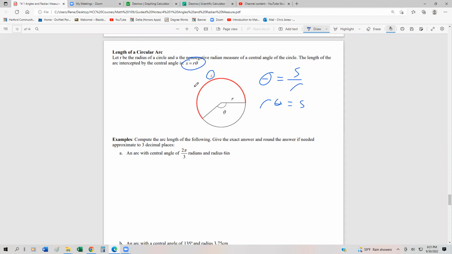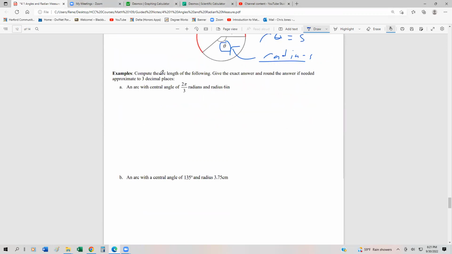And our goal is to be able to find this arc length. Now, theta has to be in radians. So don't forget that when we have theta, it has to be in radians for us to be able to find that arc length. So let's compute each of the arc lengths, give the exact answer, and then round to 3 decimal places.